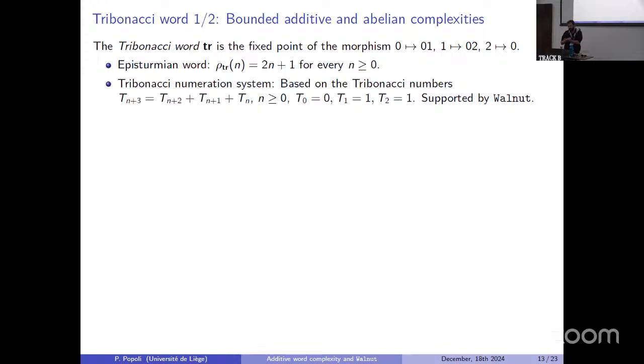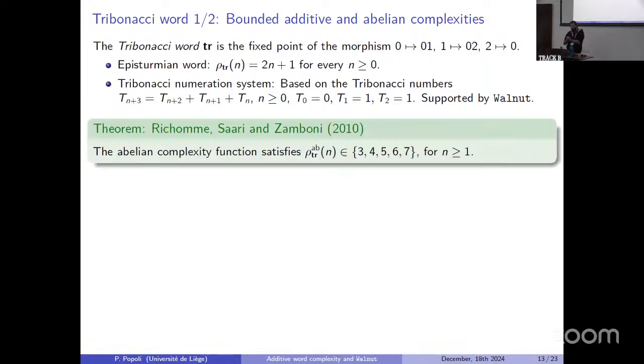And this is related to the Tribonacci numeration system. So this is also a kind of generalization of Fibonacci numbers, where T(n+3) is the sum of the three terms before. And the good news is that this is also supported by Walnut. The abelian complexity of this word was already studied in 2010 by Richomme, Saari, and Zamboni, and they proved that this abelian complexity is bounded, and it only takes values in the set 3 to 7.